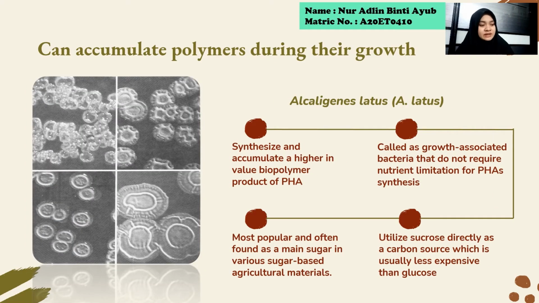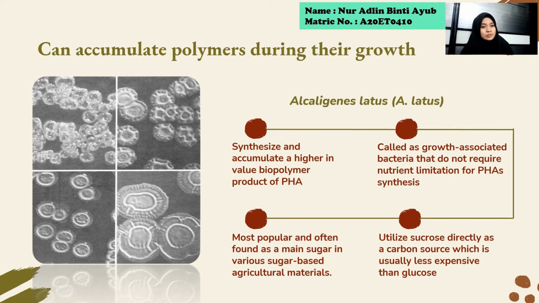Okay, the next advantage of using microbes in bioplastic manufacturing is that they can accumulate polymers during their growth. There is a microbe called Alcaligenes latus, or A. latus, that can synthesize and accumulate a higher-value biopolymer product, polyhydroxyalkanoates, PHAs, during the fermentation process of sugarcane juice. A. latus is also called a growth-associated bacterium that does not require nutrient limitation for PHA synthesis and can accumulate polymer during its growth as well.